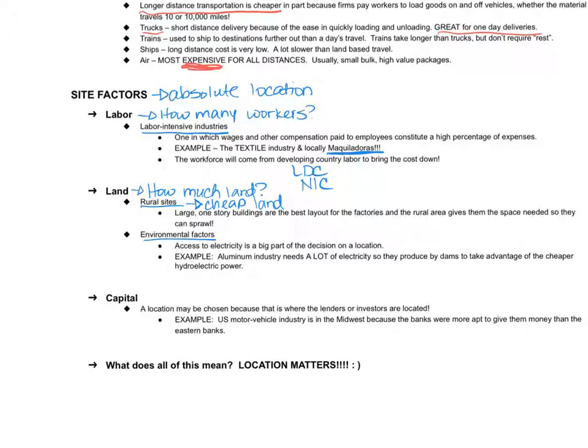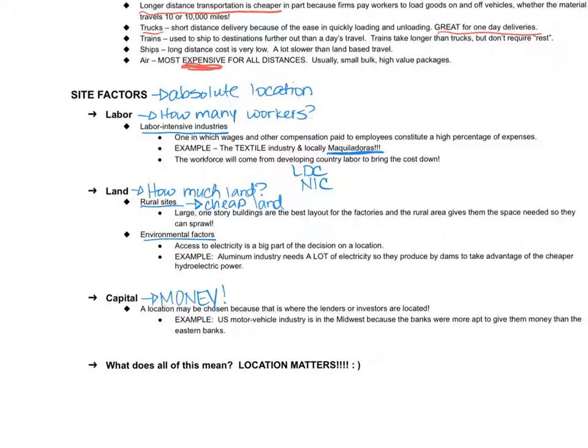Okay, then the last thing, capital. Money. Now if you're going to build a business, do you pay for it all? No, you want investors. Now, do investors like to see what's going on with their money that you're using? Yes. So a lot of times people might locate a particular business close to where their investors are.